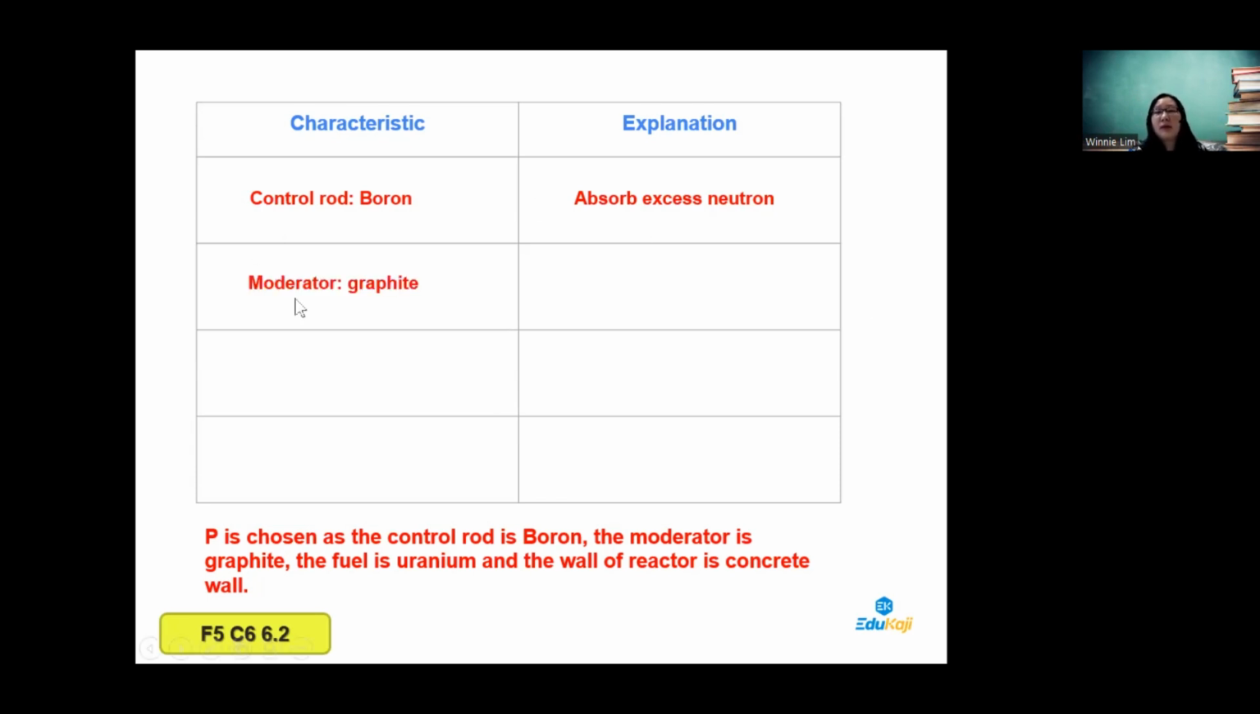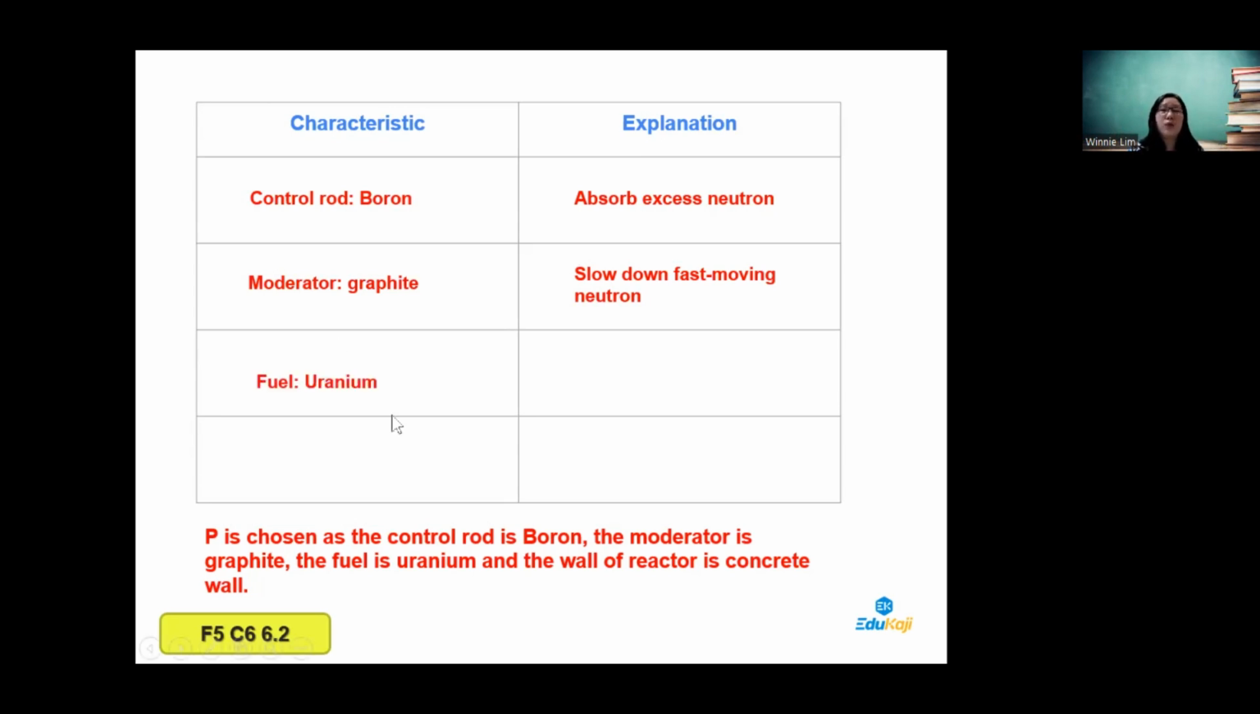Then moderator, graphite. The function of the moderator is that the movement of this neutron is very fast. So if you want to slow it down, you need this medium, either graphite or water, to slow it down. It's just like a slow moving ball is easier for you to capture. Similarly, you want the unstable uranium to capture the neutron, right? They have to be slow. So it's easier.